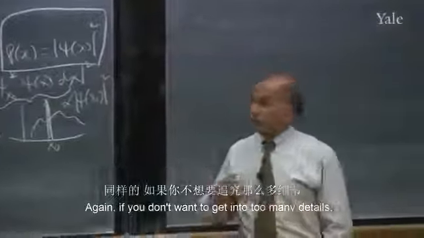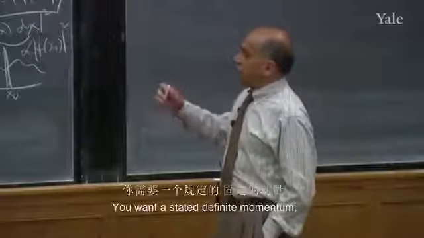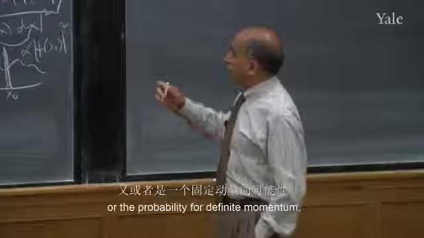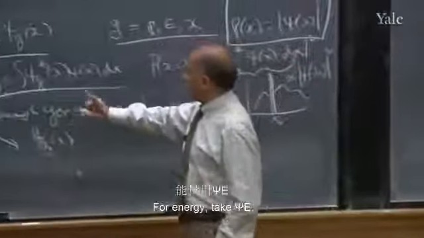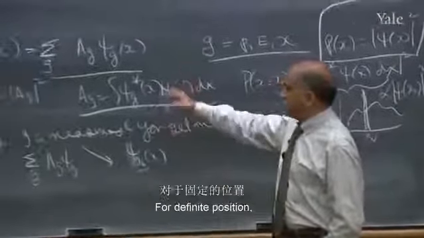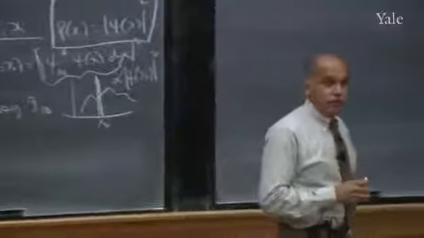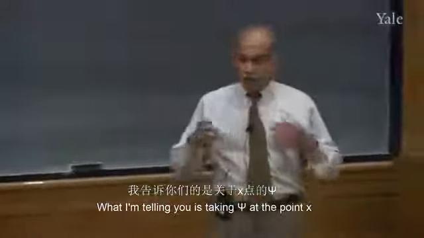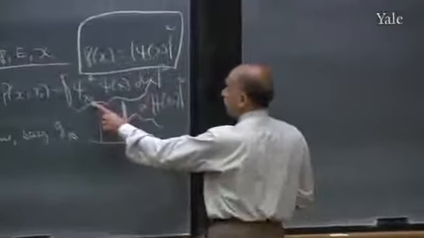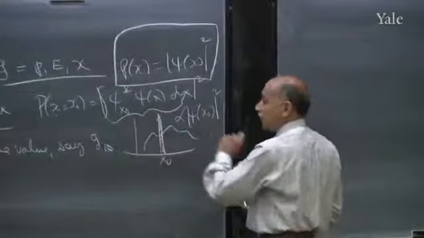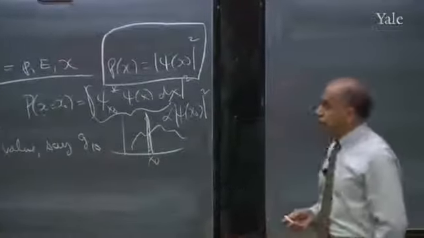Again, if you don't want to get into too many details, I would say the following is what you should know. If you want a state of definite momentum, or the probability for definite momentum, take the integral with psi sub p. For energy, take psi sub e. For definite position, forget all integrals. Just take psi at the point x and square it. What I'm telling you is that taking psi at the point x and squaring it is what you will do if you took the integral of psi with the spike, which will filter out, if you like, psi at only the one point x naught. And if you square it, you will get psi of x naught.